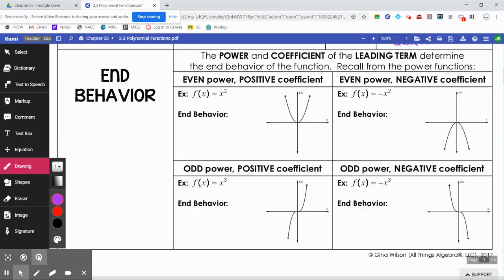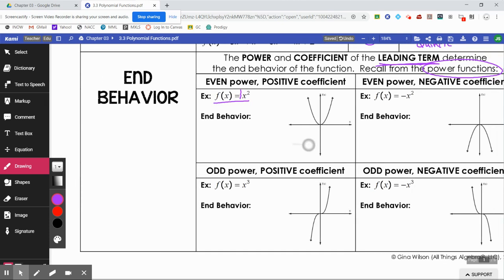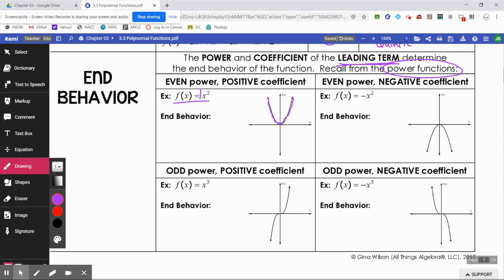Okay, next up we're going to be talking about end behavior. And reminder, the power and coefficient of the leading term determines the end behavior of the function. Recall from the power functions, we want to go back and remind you on what the power functions look like. Anytime you had an even power and a positive leading coefficient, which in this case is 1, you had this basic shape. Even if it was x to the 4th, as you travel to the infinities, it looked like this basic shape, or x to the 6th. As long as it was an even power and a positive coefficient, the end behavior was this.